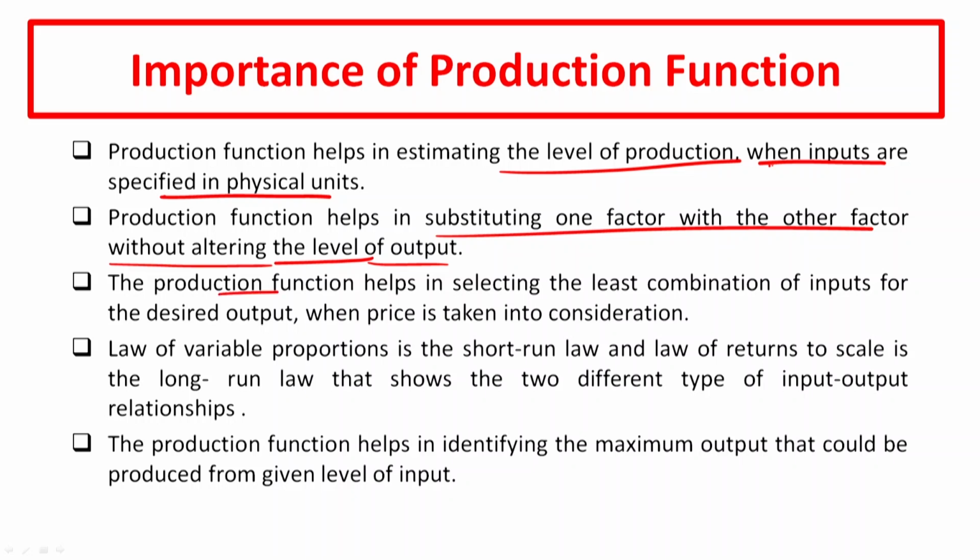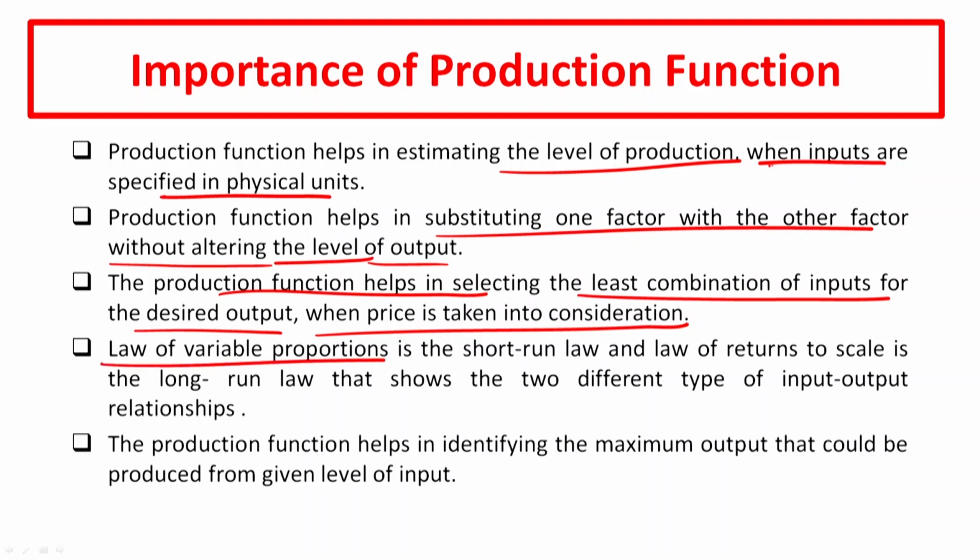The production function helps in selecting the least cost combination of inputs for the desired output when price is taken into consideration. That means there are various combinations of inputs for producing a given level of output. And if you consider the prices of the inputs, then you will choose that input combination which provides you the least cost and the maximum output.